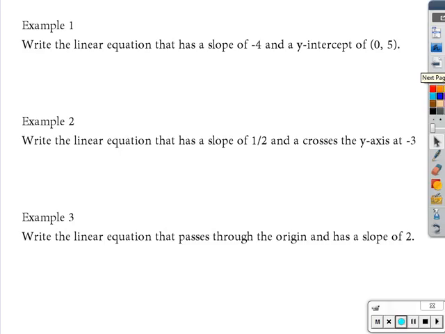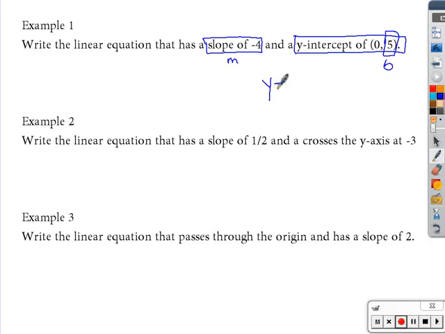Example 1, write the linear equation that has a slope of -4 and a y-intercept of (0, 5). When you're looking at the important parts of this statement, the slope of -4 is important, and the y-intercept of (0, 5) is important. So the slope of -4 is your m value. The y-intercept at 5 is your b value. So when I write the equation, I have y equals -4 in place of the m, x plus 5 in place of the b. Notice my equation has an x and a y in it.